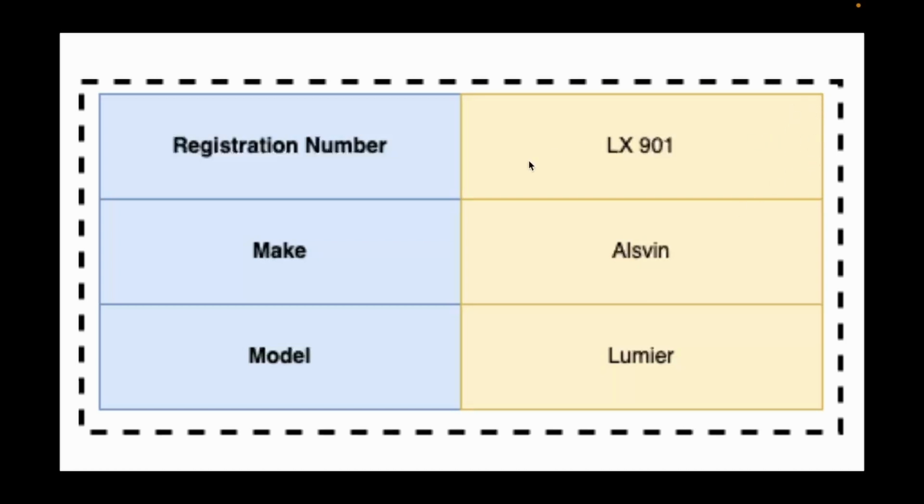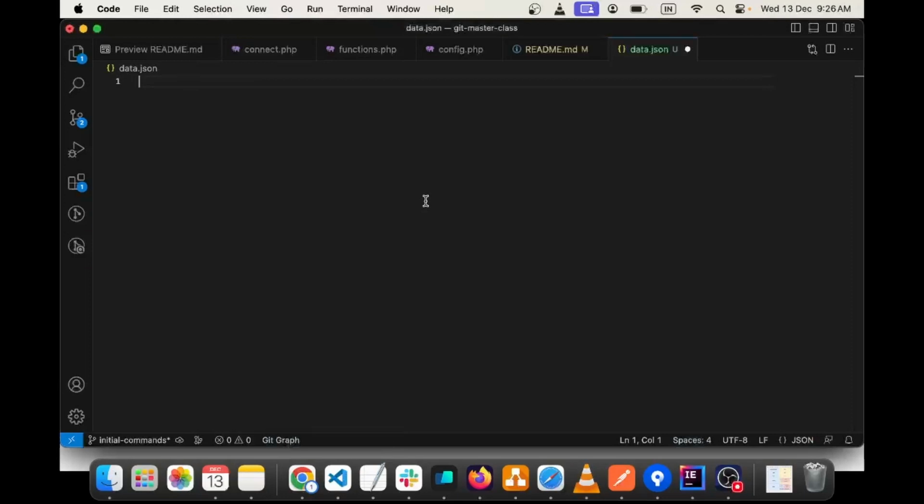Why complex? Because this information consists of multiple attributes: registration number, make and model. And here are the values. So usually we call them attributes or fields, and we call them values. In order to represent this information in JavaScript, we have to create an object. So this is a complex object, or an object which contains multiple fields.